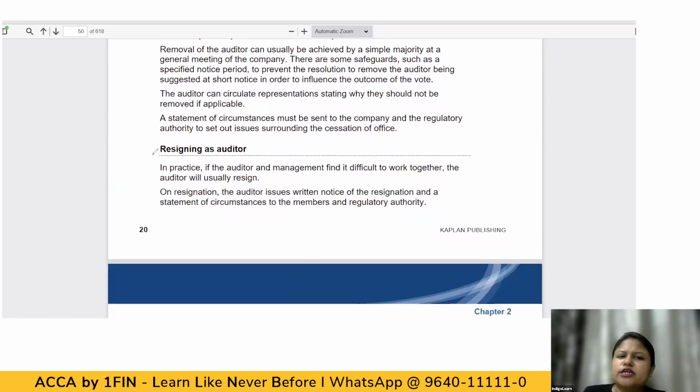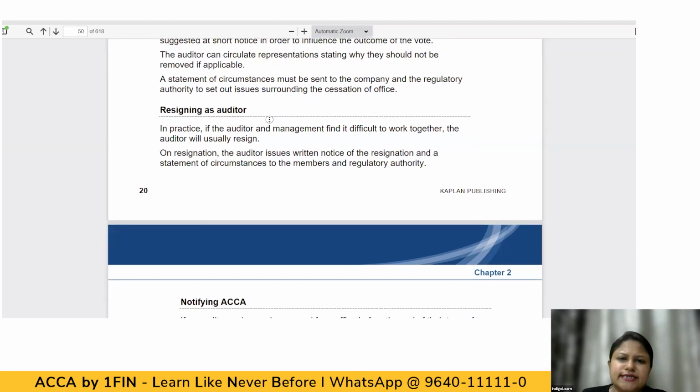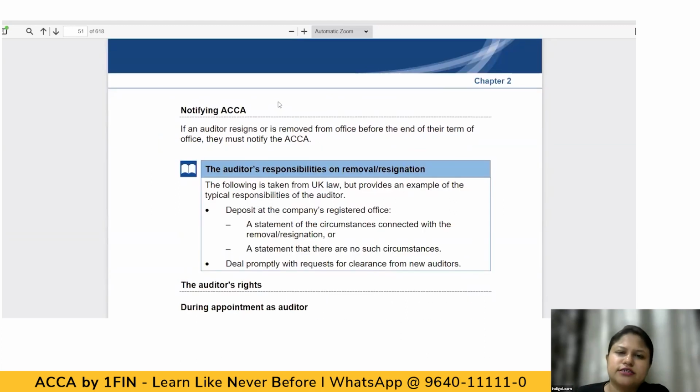Can the auditor also resign? Yes, possible. The auditor can also resign. In that case, it is important for the auditor to give a written resignation letter to the management and the regulatory bodies. Also, it is important to notify ACCA, the Association of Chartered Certified Accountants. It is important that you give them intimation of the resignation or removal. If an auditor resigns or is removed from office before the end of their term, they must notify whom?